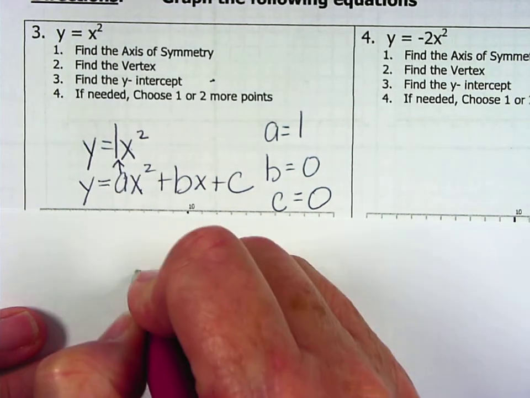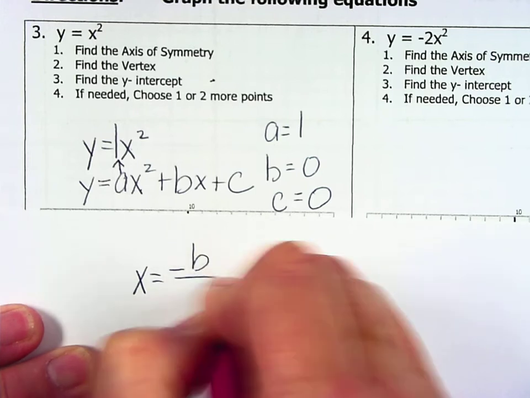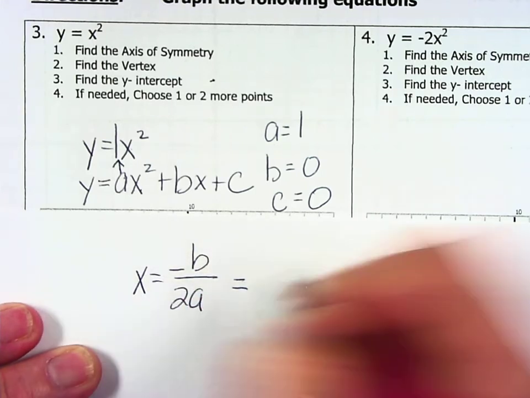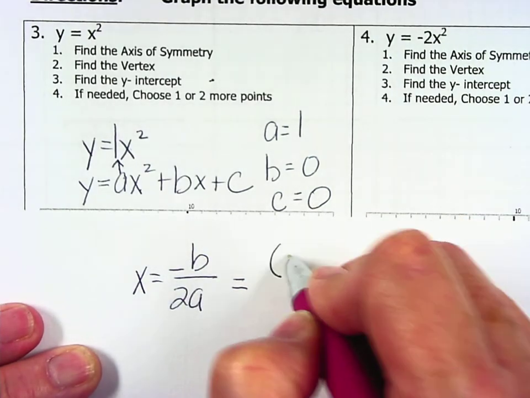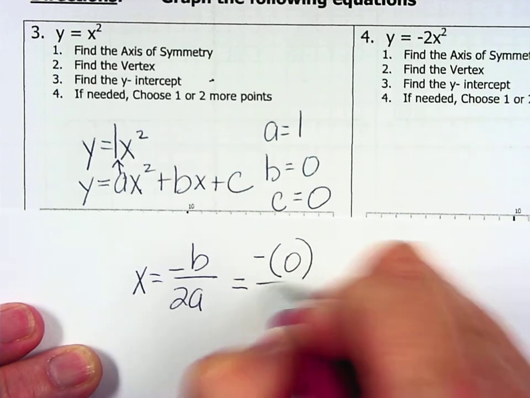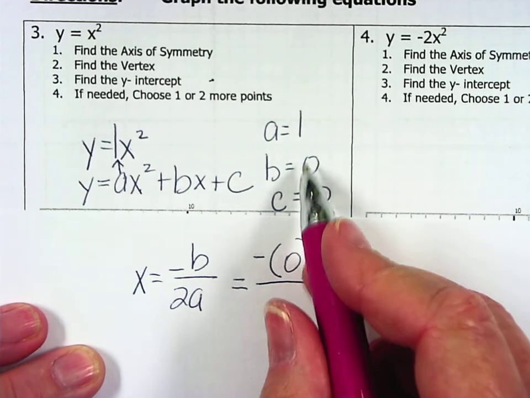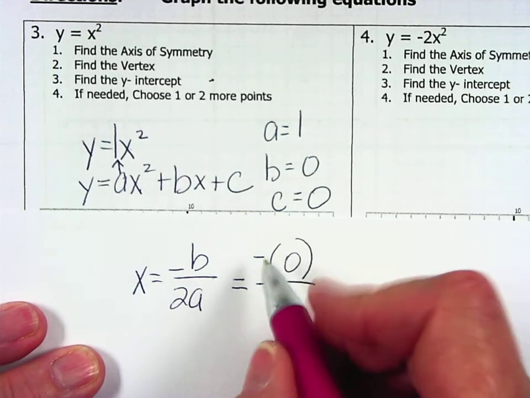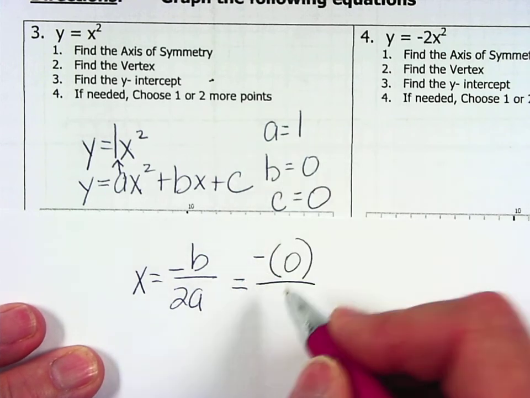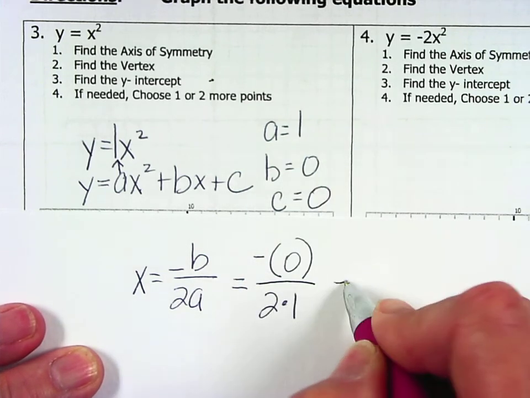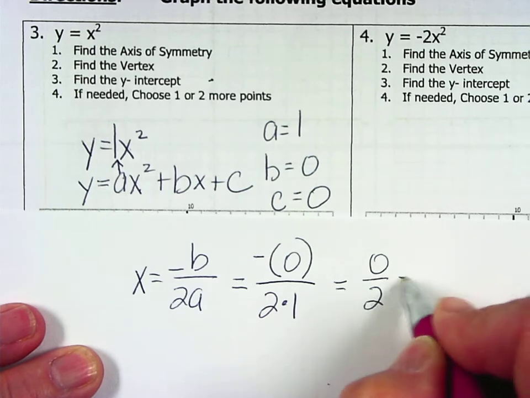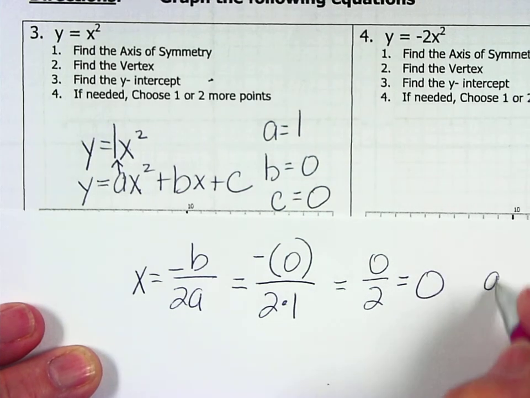So x equals -b over 2a is going to give me my axis of symmetry. So -b would be, b is 0. If I make it negative, that's kind of silly because 0 can't be negative anyway, but I'll write it down. And then 2 times a is 2 times 1. So I have 0 over 2, which equals 0. This is my axis of symmetry.